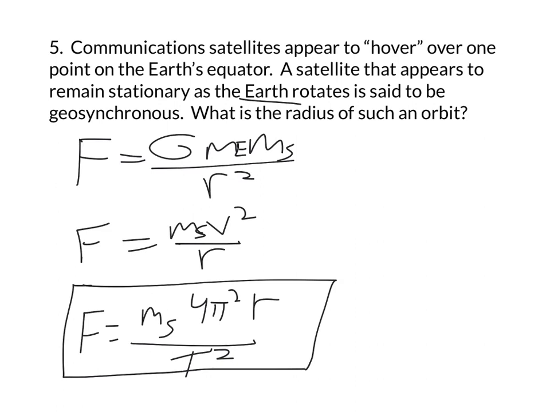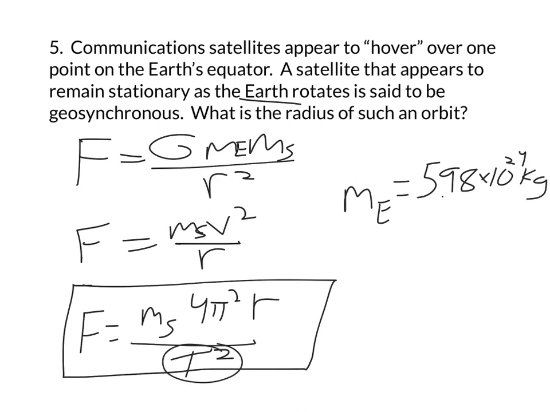We know the mass of the Earth is going to be equal to 5.98 times 10 to the 24th kilograms. And the period we know as well. We know the Earth turns once, and in order for the satellite to remain stationary over that point, it has to go around the Earth in the same time period, and the Earth turns once every 24 hours. You know, times 3,600 seconds if you wanted to get it into seconds.